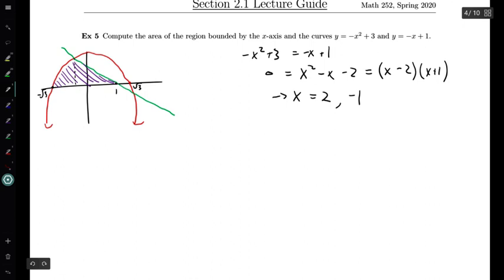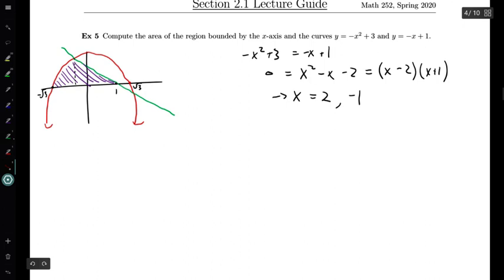And this is going to tell me that my x values are either 2 or minus 1 here. Now, I have two values for x, but I know that the intersection point that I'm looking for here has a negative x value associated with it. Or at least it should be the smaller of the two, because this other intersection point is x equals 2. So this one that I'm looking for here is going to be x equals minus 1.